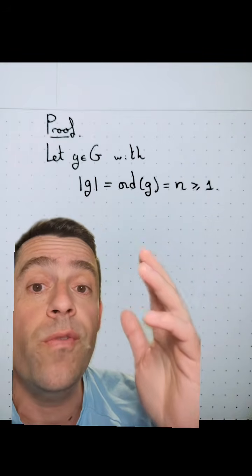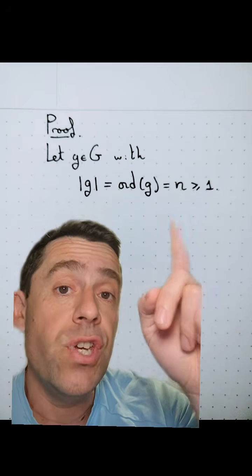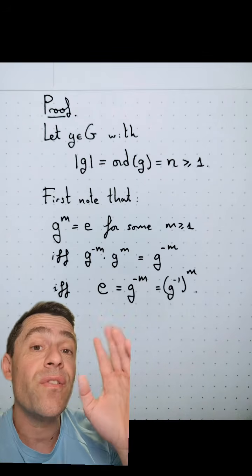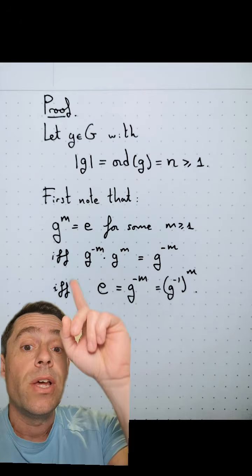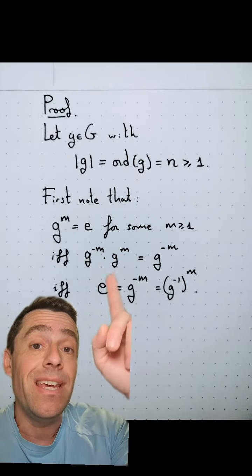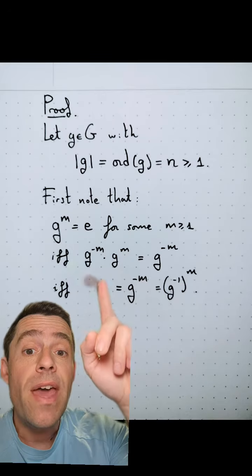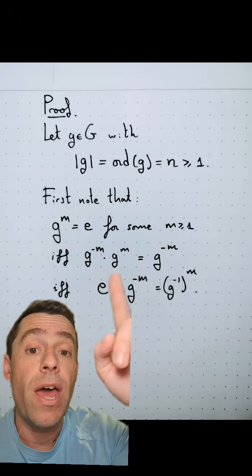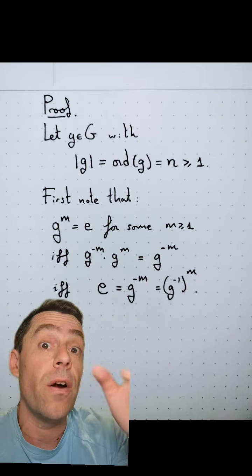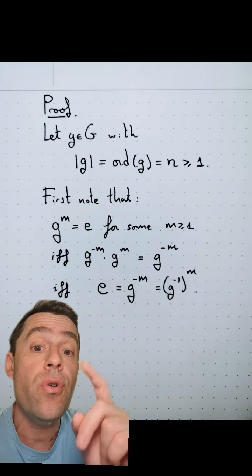Okay, let's start the proof. Let g be an element of G such that the order of g is n. Then the very first thing I'm going to do is show you the following fact. If g to the m is e, the identity, for some m, then I could multiply both sides by g to the minus m, and these two identities are equivalent, so this is an if and only if.